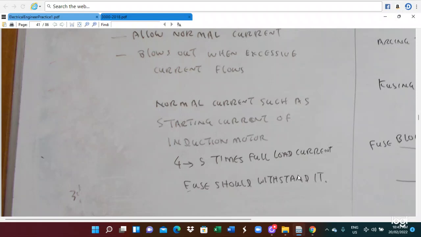When you start a three-phase induction motor, the current will be higher than the normal current. It can rise up to 4 to 5 times, but only for a very few seconds. Therefore the fuse needs to withstand that current. So this is how the normal currents are calculated.